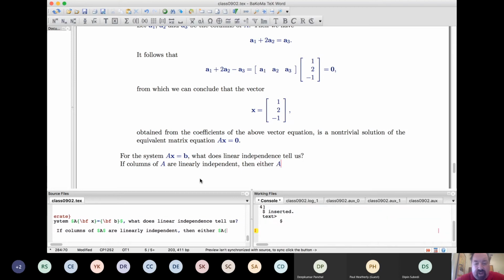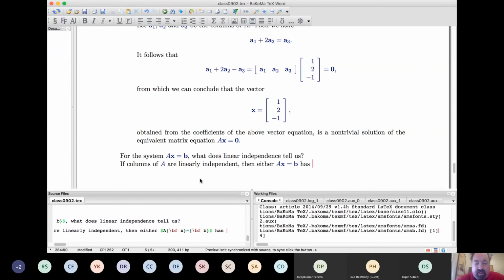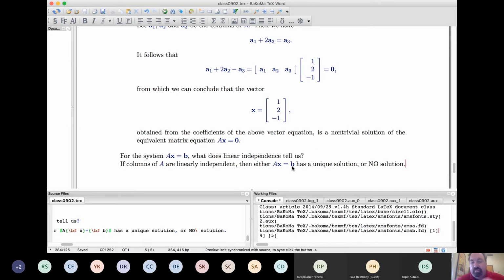So in that case, either AX equals B has a unique solution, or no solution at all. So the possibility of infinitely many solutions is precluded by the columns of A being linearly independent. Which one it is just depends on the choice of B. Either B is a linear combination of the columns of A, or it's not. So therefore, it's a unique solution or no solution.